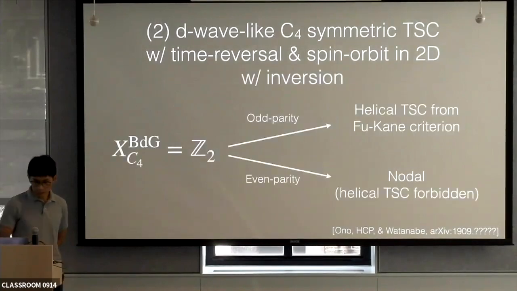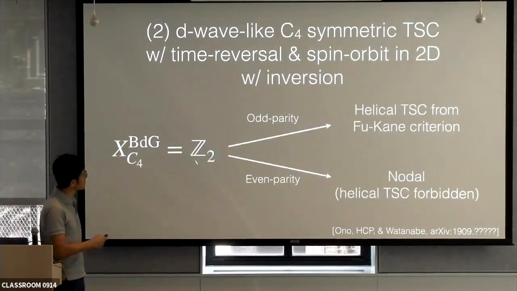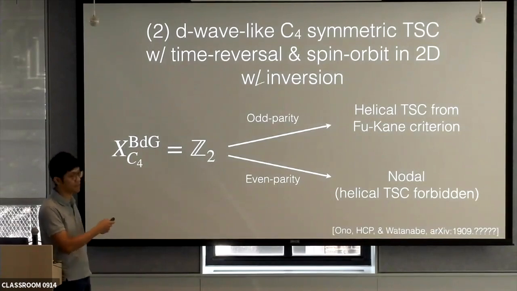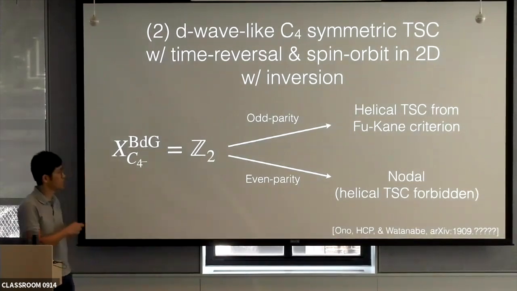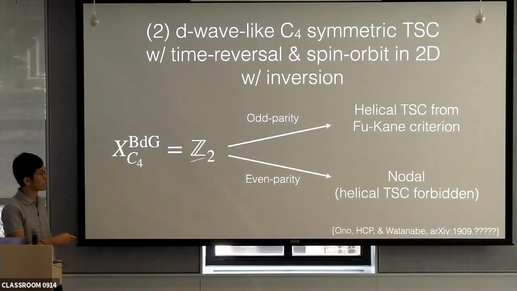So more physically, what this means is that this is supposed to be the quantum spin Hall phase, but now if I add inversion, then inversion would tell you that you basically have even and odd parity pairing, and then you can separate the two. If you have odd parity, that's like the well-known case. With odd parity and inversion, you can just get the helical topological superconductors. And you can basically see that from the Fu-Kane criterion. So this C4 is not going to give you anything new in that case.